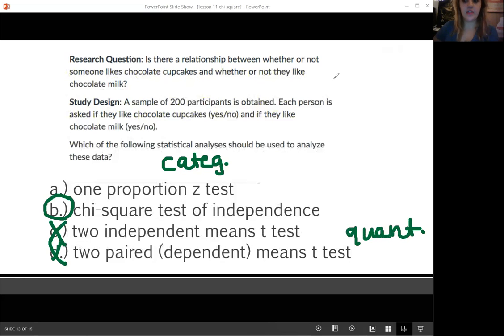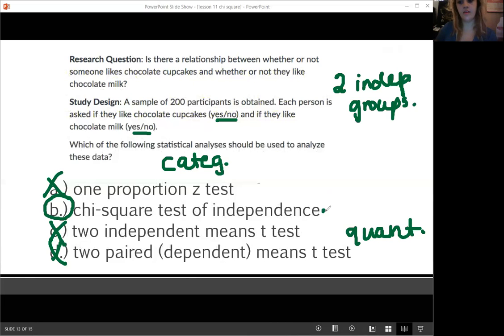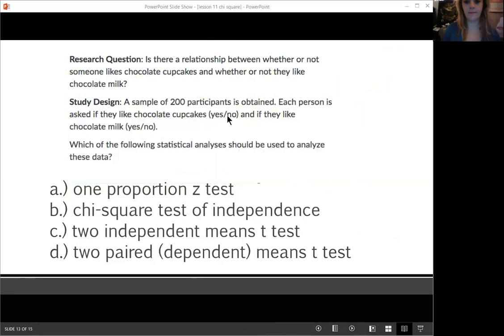And in this case, we do have two independent groups, because they're saying yes or no, so that's why it's categorical, for chocolate cupcakes and for chocolate milk. So they are independent. We definitely have two groups here, so it definitely wouldn't be a one proportion z-test. So our only other option would be a chi-square test of independence. So that is our answer. Good job. You guys are doing great.